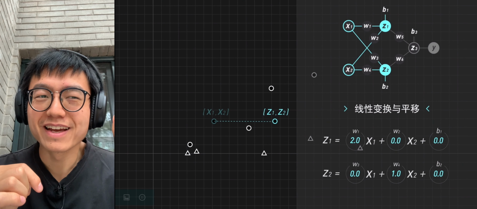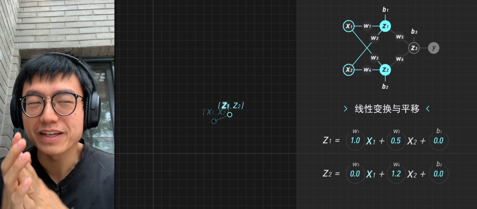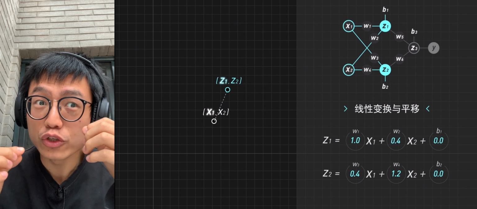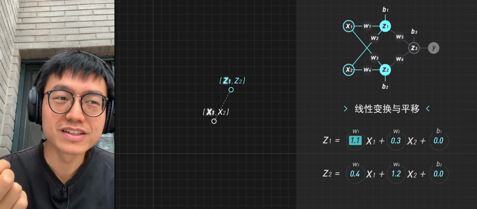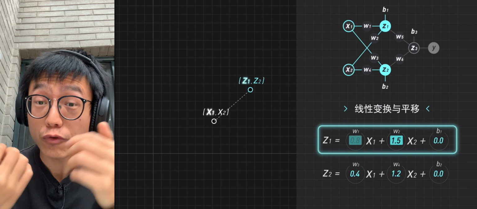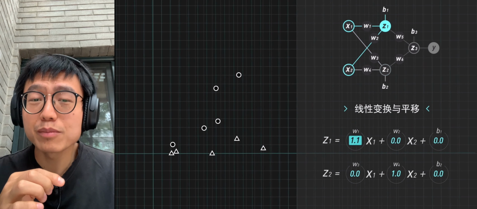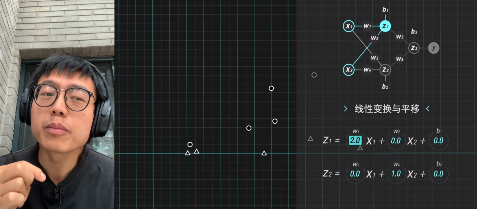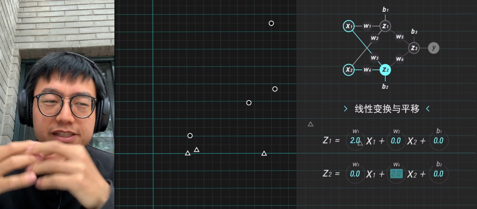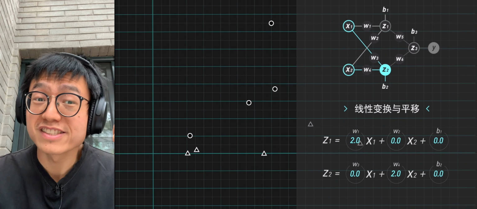Adjusting W1, it will change in this way. Adjusting W2, it will change in that way. Why? In essence, because Z1 replaces X1 as a new abscissa. According to this formula, the abscissa of every point in the original coordinate system will be transformed to a new position. For example, Z1 equals 2 times X1. The abscissa will be twice as wide as before. It's easy to understand, right? Similarly, W3 and W4 have the same effect on ordinate Z2.